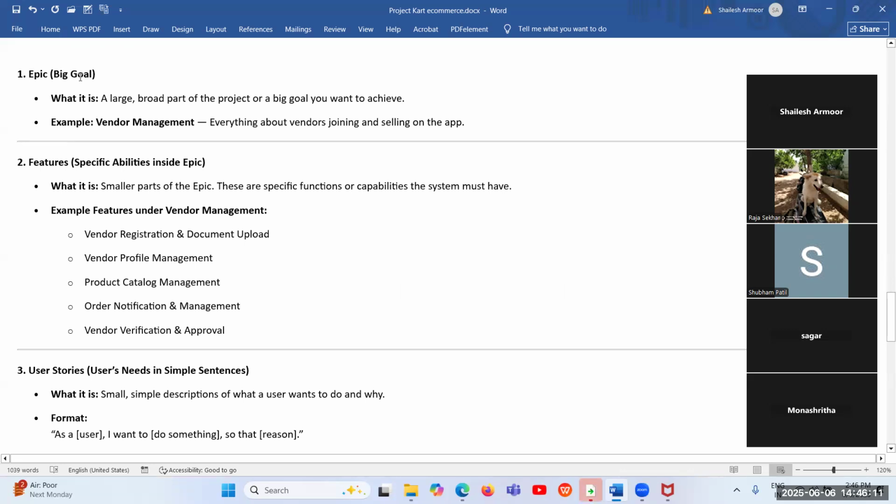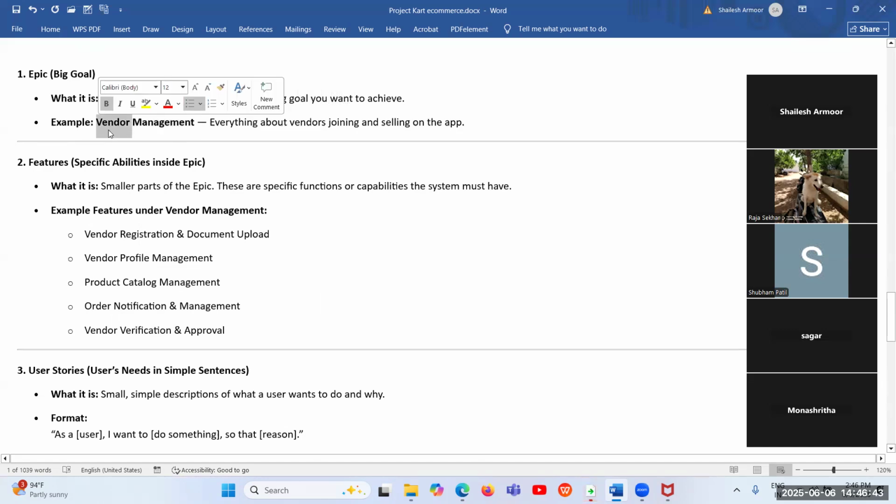So, for example, epic is something like vendor management. Vendor management includes many things, right? For this module, it includes joining and selling on the app, like vendor registration, vendor profile, vendor notification, vendor verification. All of these are part of what? Can anyone tell me? Vendor management. Now you got an idea, right?